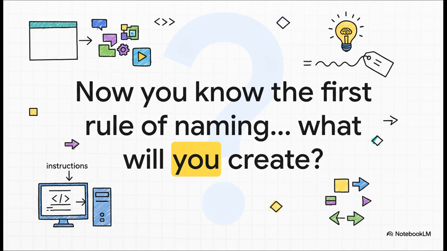So there you have it. You've just learned one of the most fundamental skills in all of programming, how to give a name to an idea. It's the very first step in telling a computer what you want it to do. You've seen that a computer is just a tool waiting for your recipe, and now you know the first rule for writing it. The only question left is, what will you create?